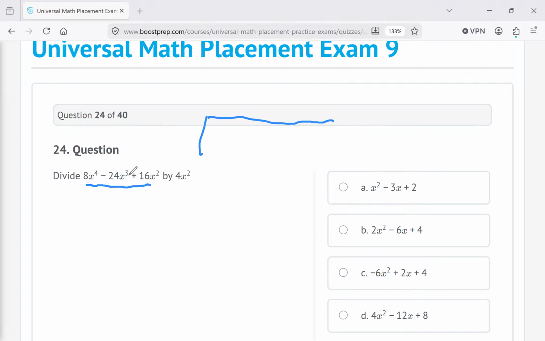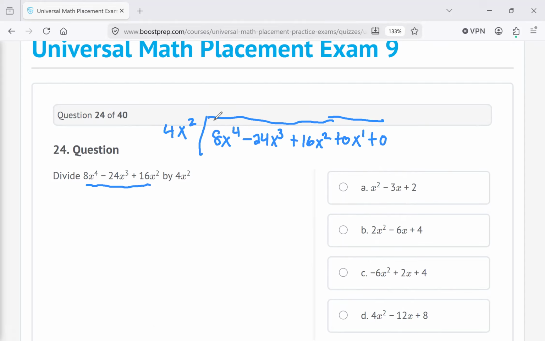We have 4, 3, 2. We are missing x to the first and the constant, right? So you're going to replace that with 0. So it's 8x to the fourth minus 24x cubed plus 16x squared. And then we're missing an x to the first, so it's going to be 0x and then plus 0, right? And then you have a 4x squared.